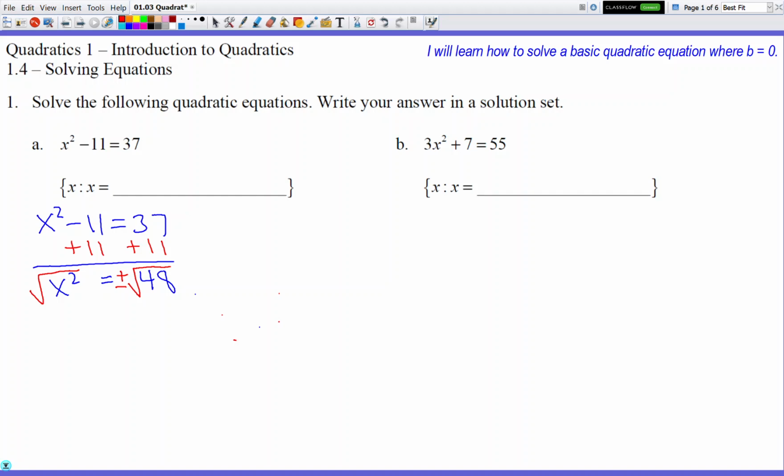Okay, so on the left side, the square root of x squared is just going to be x.